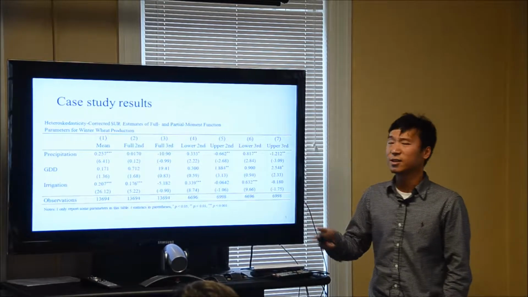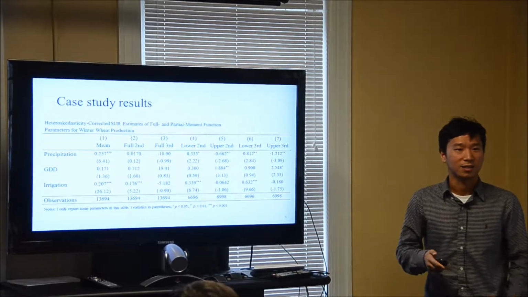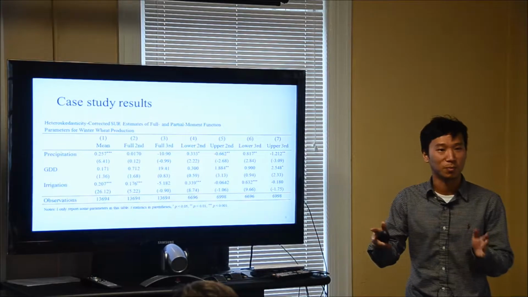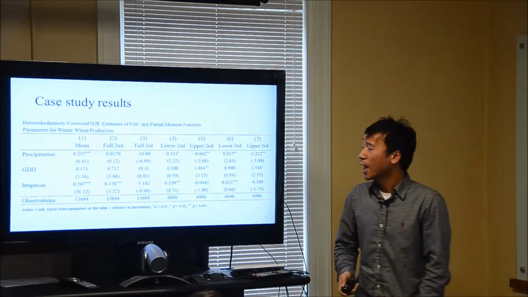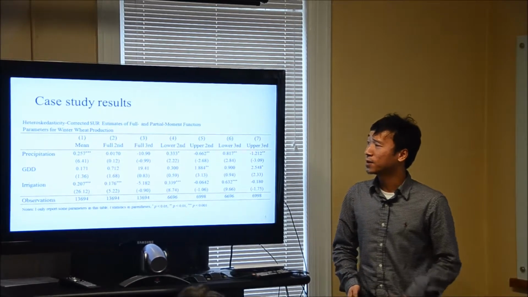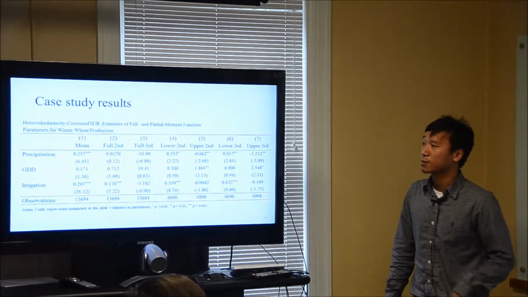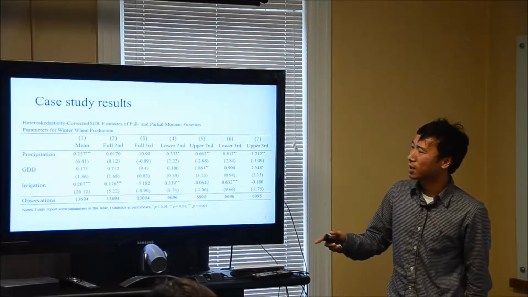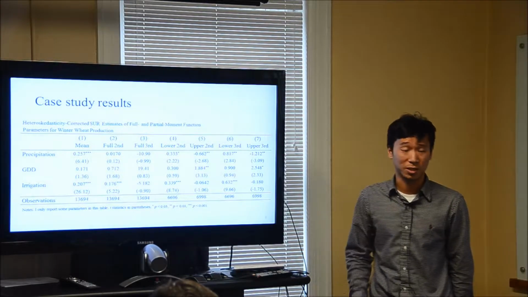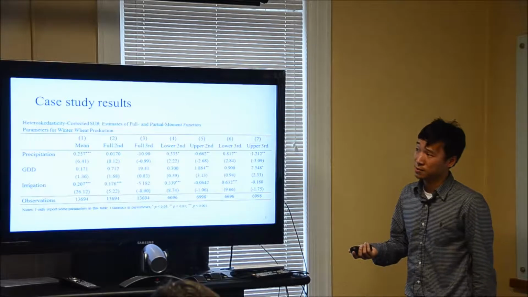Although this GDD is not significant, it's just because for this small region, we won't have enough temperature variation. And look at the 3 and 4, these are variance and the third central moments. For the 4 moments, we can see precipitation and GDP are not doing a good job to explain production risk.